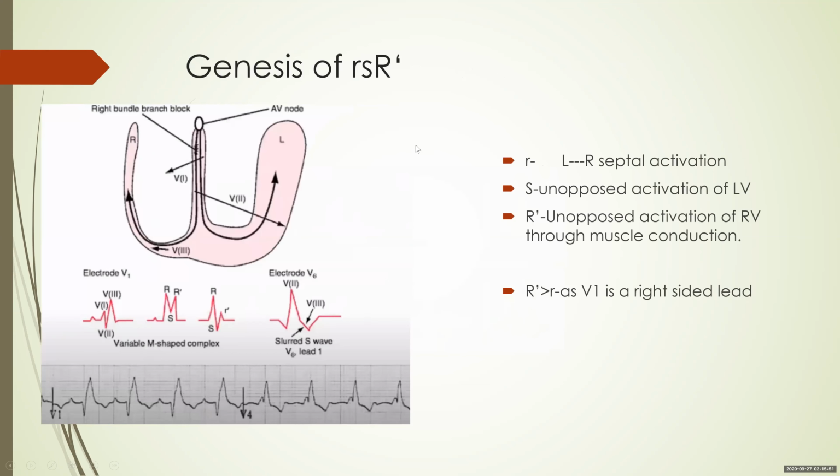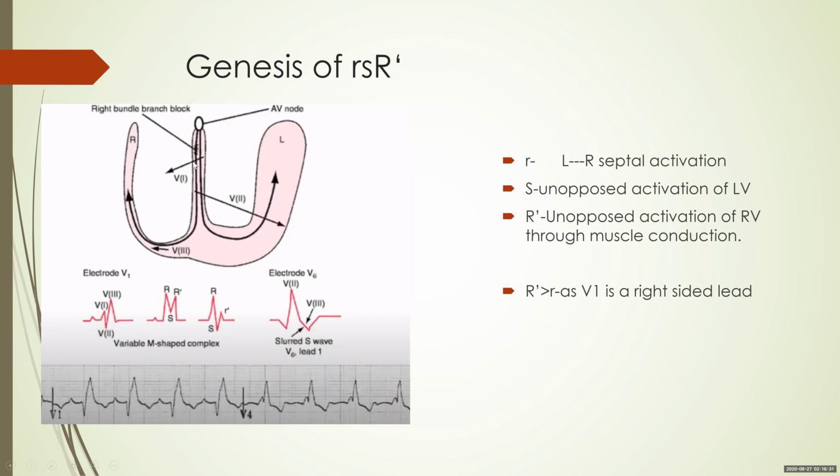So a bit on the genesis of the RSR dash or RSR prime pattern. This is the interventricular septum. You have the right ventricle, which is thin walled, and the left ventricle, which is thick walled. You have the right bundle supplying the RV and the left bundle supplying the LV. So a block at the level of the right bundle, what does it cause? You have the initial R, which is the left to right septal activation, which takes place normally in this direction. This causes a small R pattern. The S wave is due to unopposed activation of the thick-walled LV. This also takes place normally because the left bundle still conducts. And the R prime is due to unopposed activation of the RV through muscle conduction.